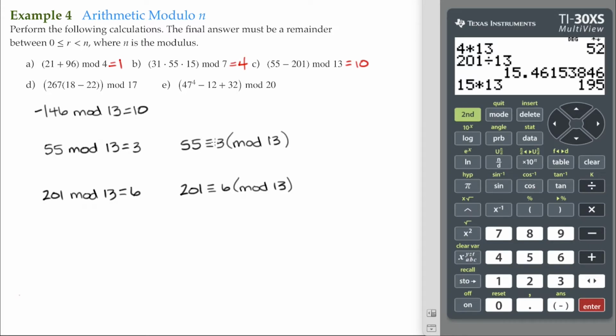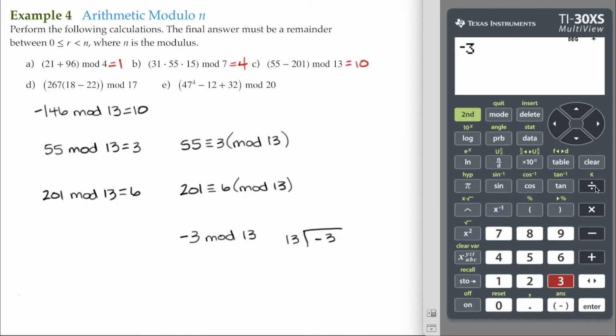So then a remainder of the parts should also come out to be the same. So then 3 minus 6 mod 13 should also be 10. 3 minus 6, that's negative 3. Negative 3 mod 13. Don't forget that we have negative 3 being divided by 13.